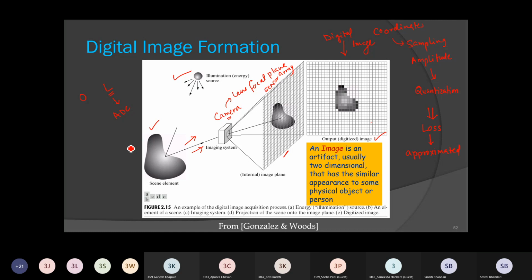I'll be explaining it a bit later, but I hope you have understood this process of digital image formation. Shall I proceed?